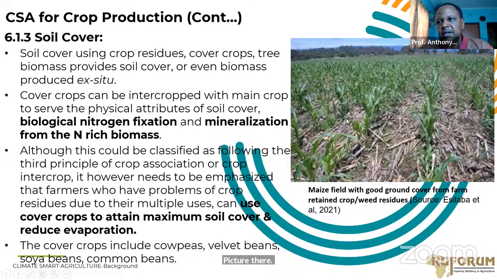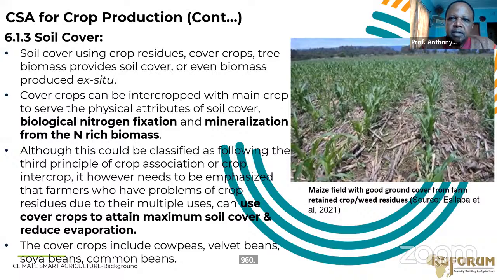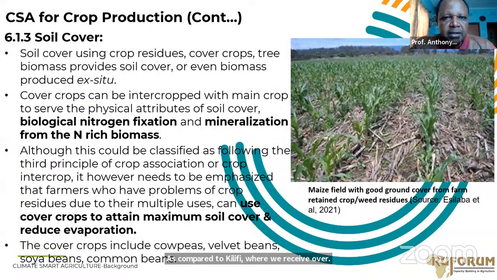We had a study in the coastal region where the rainfall amounts in Mombasa and Kilifi area in Kenya are higher than in Njoro. In Njoro, we only receive about 960 millimeters of rainfall annually, as compared to Kilifi, where we receive over 1,200 or 1,250 millimeters annually. But they are food insecure. So we went there and asked ourselves what could be the problem.